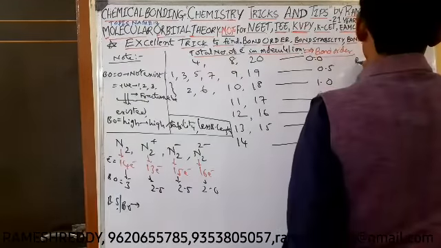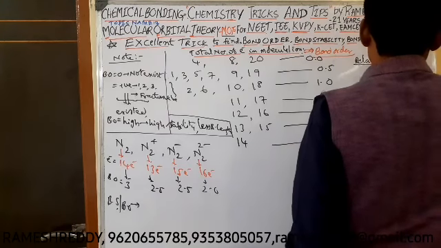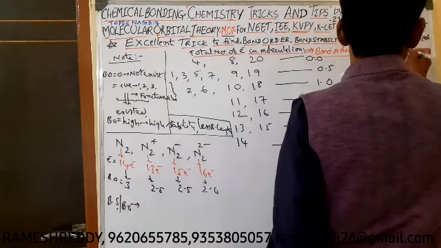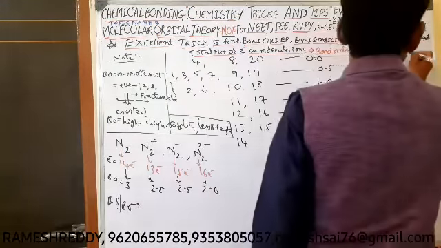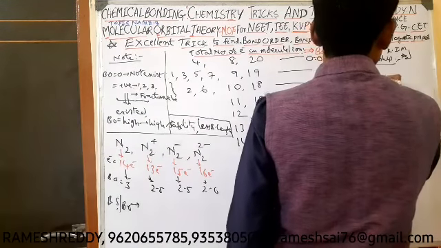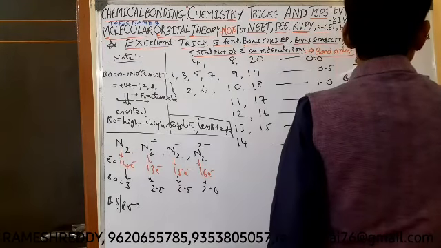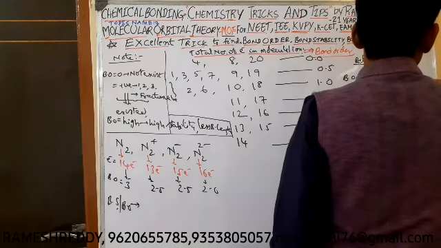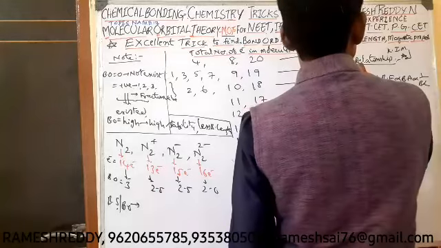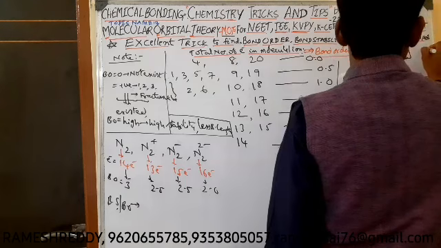The simple relationship you have to keep in mind: bond order is directly proportional to bond stability, directly proportional to bond energy, and directly proportional to bond angle, and all are inversely proportional to bond length. Okay. So this one you have to keep in mind.